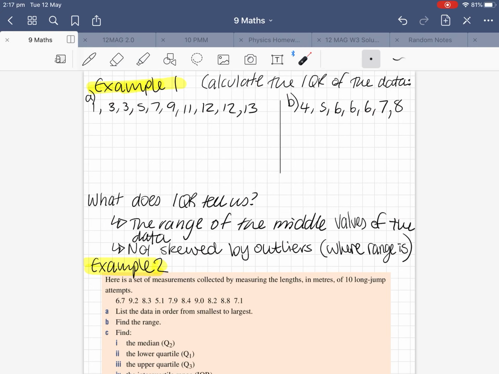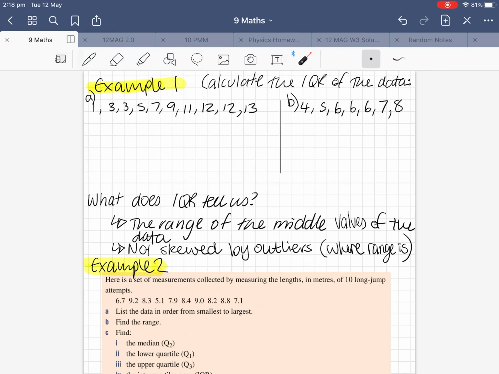Here we go. So I've got 2 data sets here for you, data set A and data set B. In each of these cases, I've already put them in ascending order for you, but if that is not done, you will have to put it in ascending order yourself. Now, when we're calculating the interquartile range, we need to calculate Q1 and Q3. This is the median of the lower and upper half of the data.